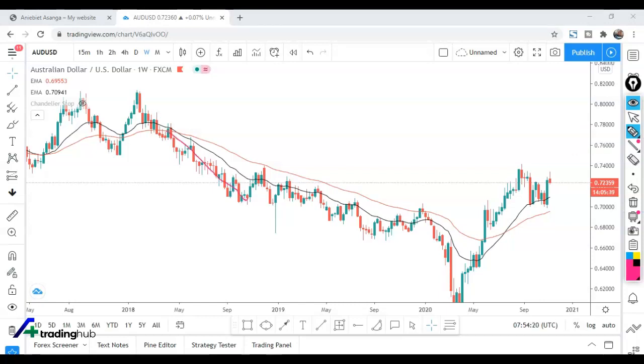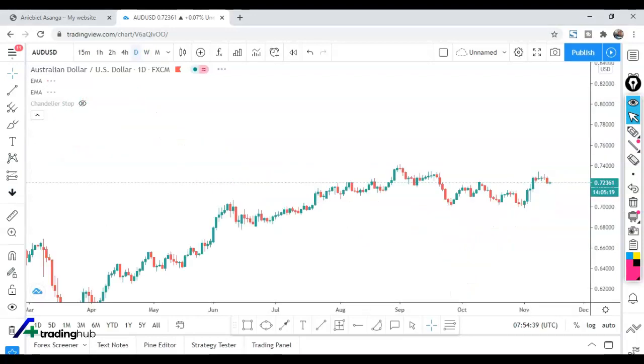Look at how deep the pullbacks were. So if you were to trade off this weekly time frame now, you should be using the 50 EMA, not the 20 EMA. All right, the 50 EMA, not the 20 EMA. Let's dive down to another time frame. I'm just showing you how this thing works and how best to use them.